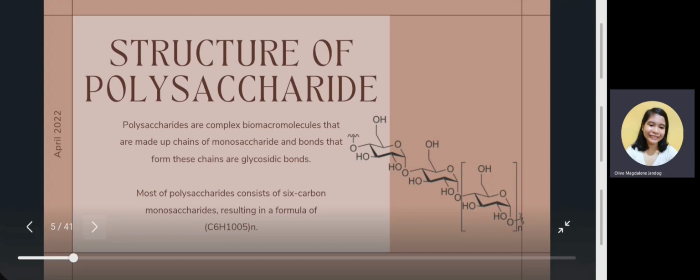of water is eliminated. As such, polysaccharides tend to be large and nonpolar, and therefore do not dissolve in polar solvents such as water. Most polysaccharides consist of 6 carbon monosaccharides, resulting in a formula of (C6H10O5)n.